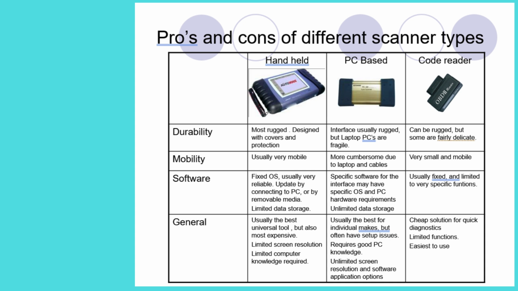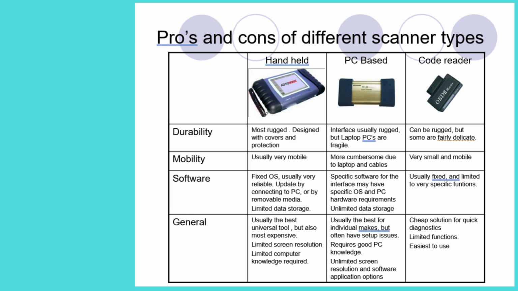In terms of software, the handheld has a fixed operating system and is usually very reliable. Update by connecting to a PC or by removable media. It has limited data storage. For the PC-based, specific software for the interface may have specific operating system and PC hardware requirements. For example, Mercedes-Benz Xentry can only be run on an IBM T30 computer. A positive, though, is unlimited data storage. The code reader is usually fixed and limited to very specific functions.